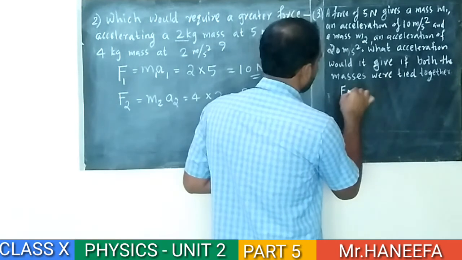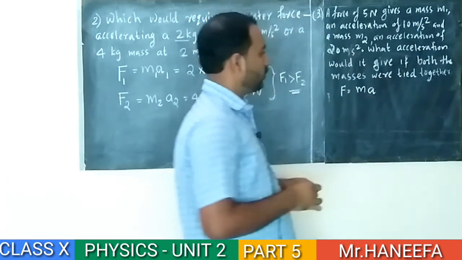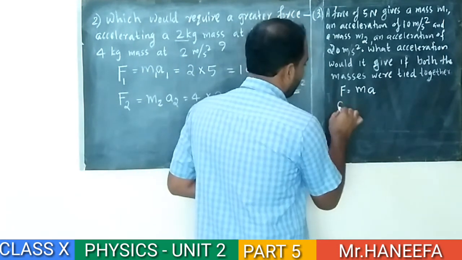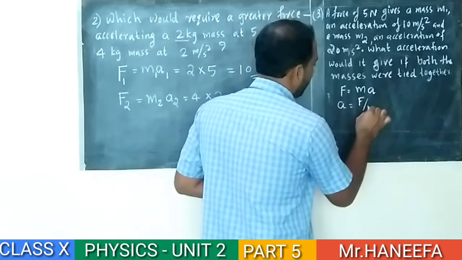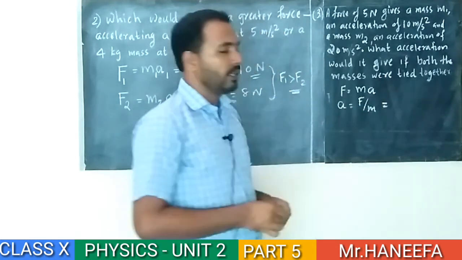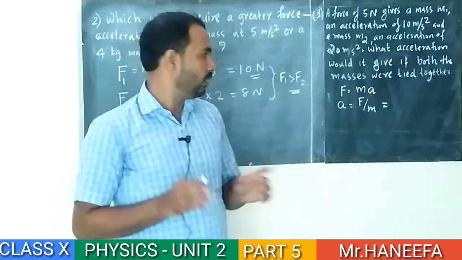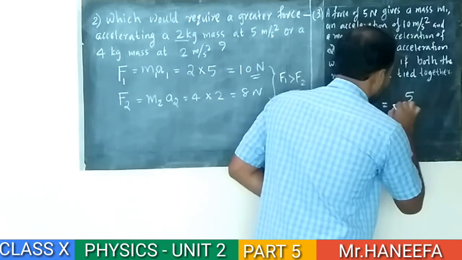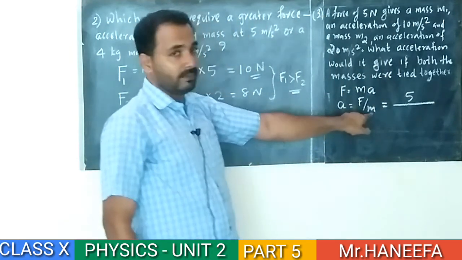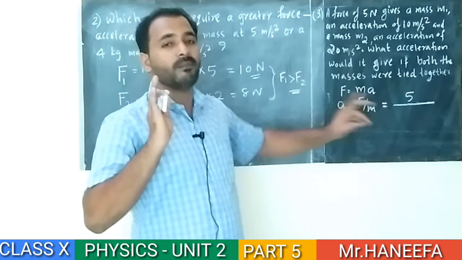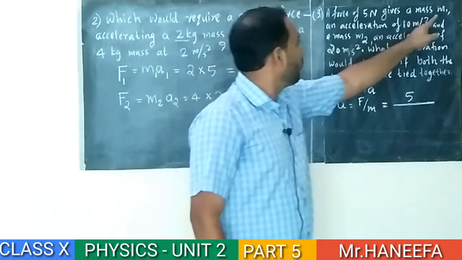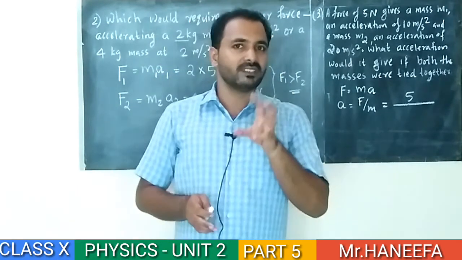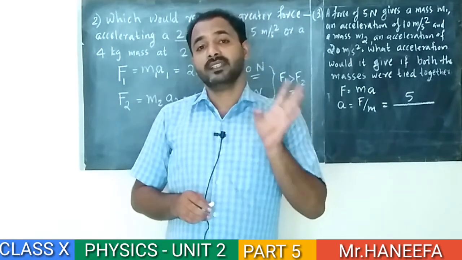So what is the equation? F equal to ma. So we have to find a equal to F by m. What is the value of F? 5, divided by m. What is m? m is the total mass. Total mass means m1 plus m2. So first we have to find m1, then m2.